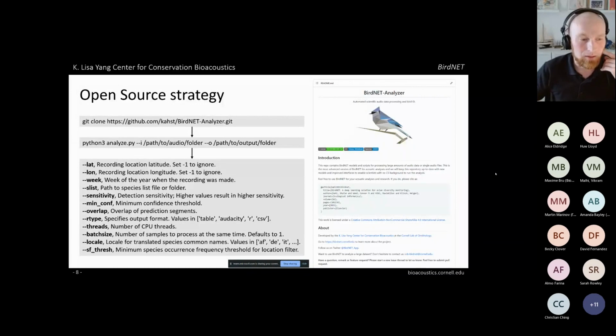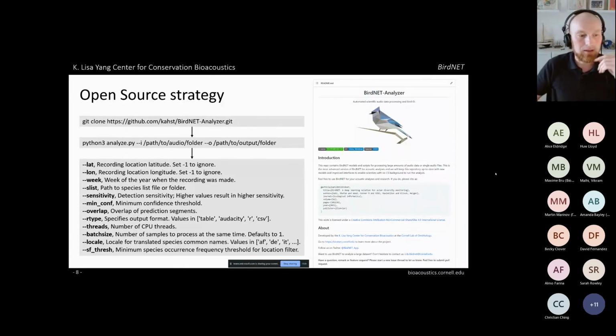You can provide latitude and longitude and the week of the year to restrict the species list that you're looking at, because not all of the 2,400 species that we currently support occur in every location. So it makes sense to restrict the species list based on latitude and longitude. You can provide your own species list as a parameter. You can adjust the sensitivity for each detection and set a confidence threshold. You can specify certain output formats. We're supporting CSVs or simple text files or Audacity or Raven selection tables.